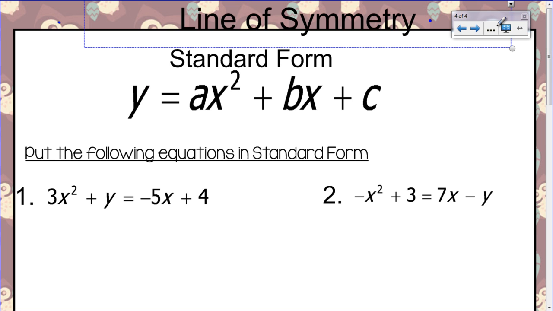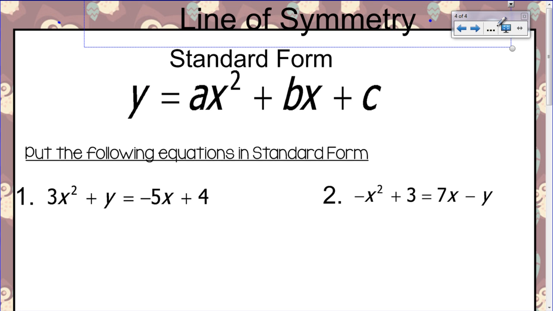And so here's your standard form of a quadratic. It's y equals ax squared plus bx plus c. We probably have talked about this a little before because every time we factored something, we did a times c to figure out what that number was. So these two questions here, they are asking me to put them in standard form. So I want them to look like this. I want them to go x squared, then x, then c with the y by itself.